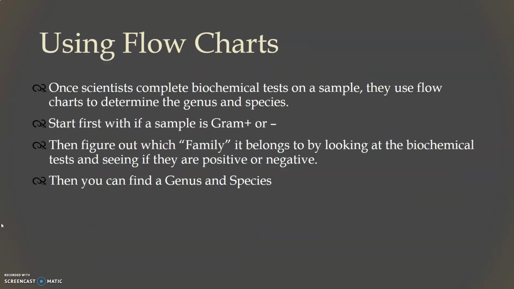What we will be doing, and what scientists and doctors do, is they'll take all these tests and go through what are called flowcharts. Most of you have probably seen these in your other classes before. We'll see what a flowchart is in a couple slides. But basically, the flowcharts are going to determine the genus and the species of bacteria. The first thing you're going to start out with is what we've already talked about, whether or not the bacteria is gram positive or gram negative. Once we know that, we're going to find out which family it belongs in by looking at the test results, by seeing if they're positive or negative for different things. And once we know what family it is, we can find out the genus and the species.